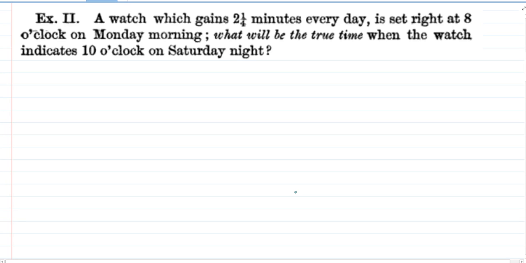Hello everybody. Today we're going to go over this arithmetic problem. A watch which gains 2 and 1/4 minutes every day is set right at 8 o'clock on Monday morning. What will be the true time when the watch indicates 10 o'clock on Saturday night?